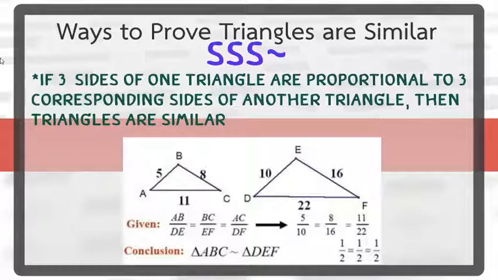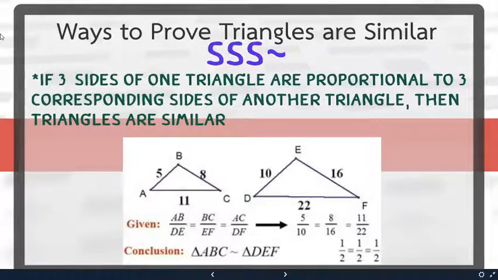SSS similarity says that if you can just show that three sides of one triangle are proportional to three sides that correspond to those sides in another triangle, then your triangles are similar. So if you can just show that three sides are proportionate that correspond to each other, then guess what? That is enough to show that your triangles are similar.